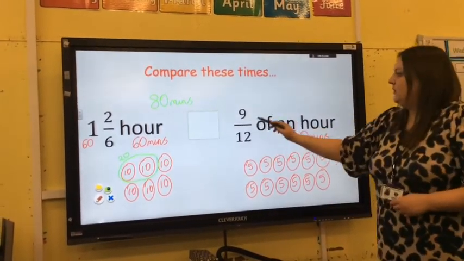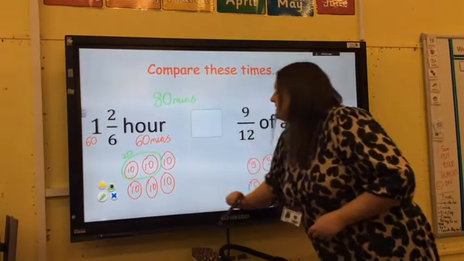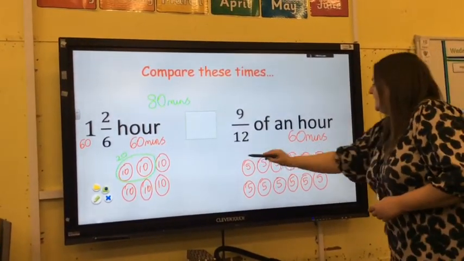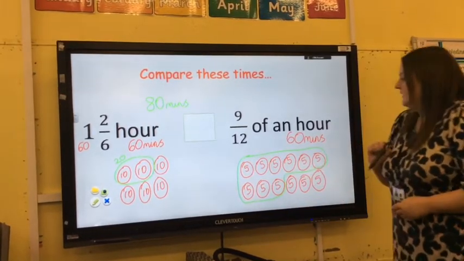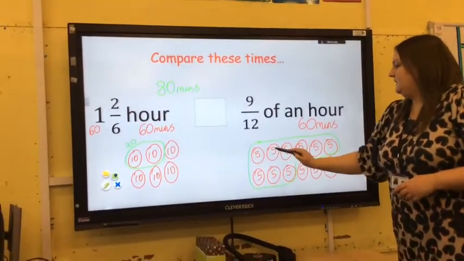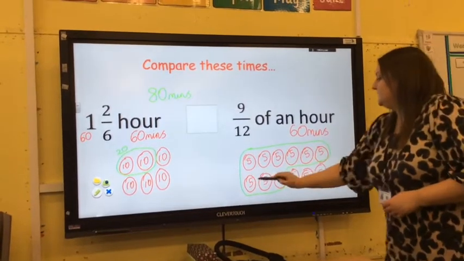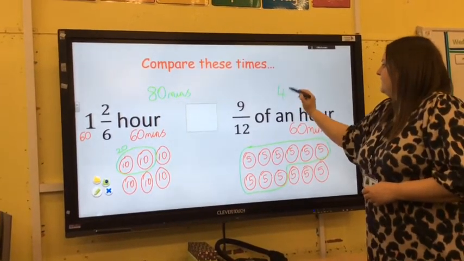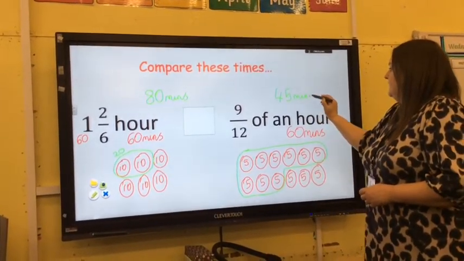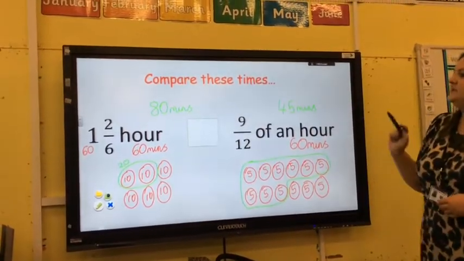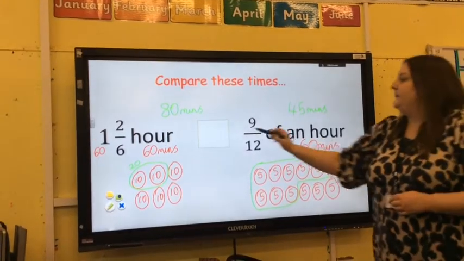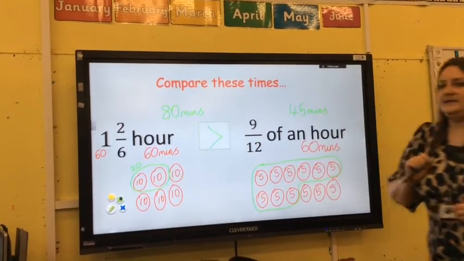And I need to know how much is in 9 groups. So we've got 1, 2, 3, 4, 5, 6, 7, 8, 9. Let's count in 5s to find that out. 5, 10, 15, 20, 25, 30, 35, 40, 45 minutes. So then let's look at them together. We've got 80 minutes this side and 45 minutes this side. So which one is greater? You would put that sign in.